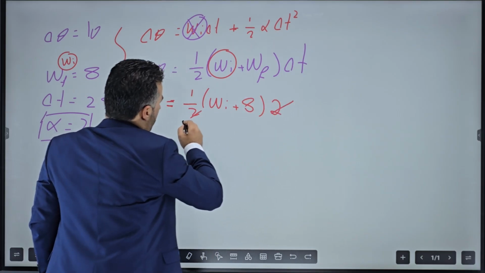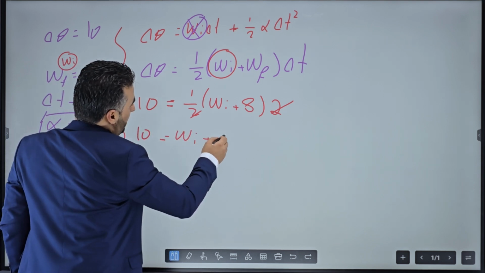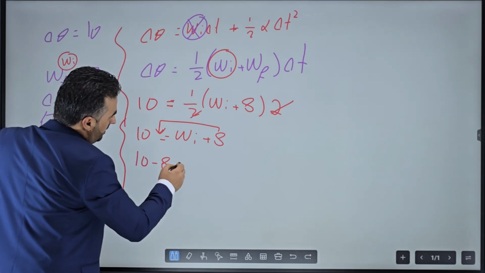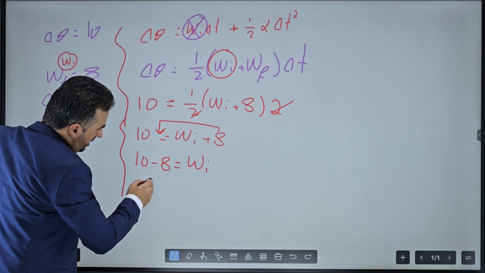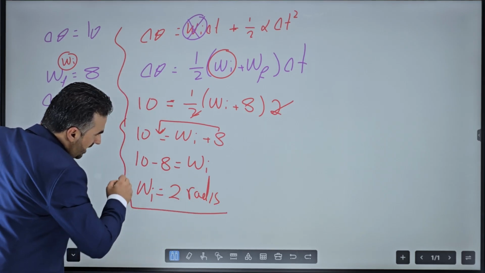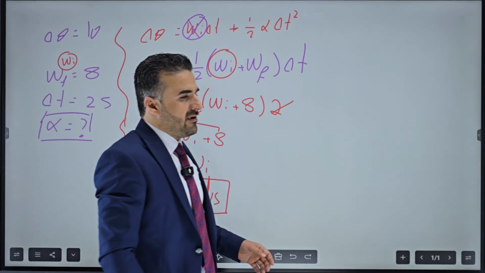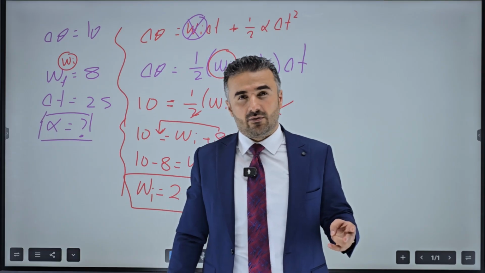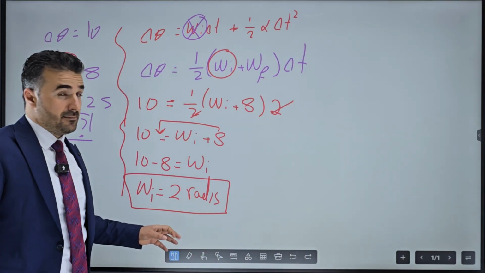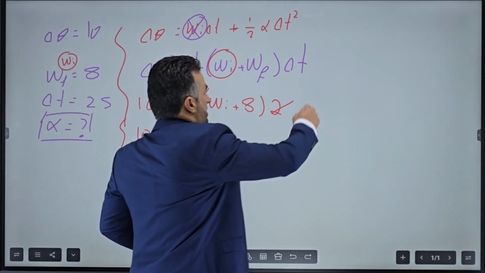Now, you can simplify this. So 10 is equal to omega initial plus 8. Take the 8 to the other side, it becomes negative, right? So 10 minus 8 becomes omega initial. So we can say omega initial is 2 radian per second. That is omega initial. Now at this point, to find the angular acceleration, you can use the first equation, you can use the third equation, you can even use the fourth equation now because you have everything you need. But once again, what is the easiest equation? It is the first equation.